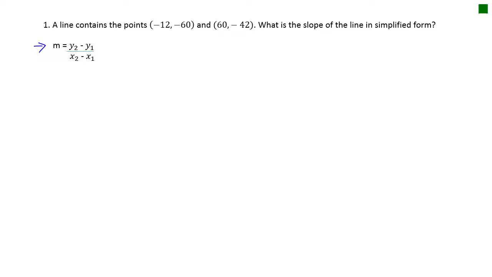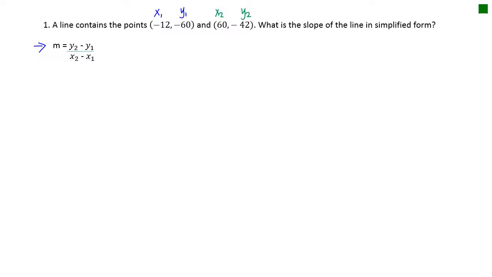The first thing we want to do is label our points on our ordered pair. So since this is our first x, this will be x sub 1, and this is our first y, so it's y sub 1. This is our second x, so it's going to be x sub 2, and our second y, so it's y sub 2.